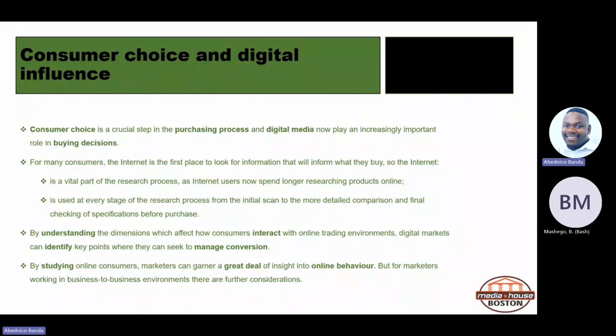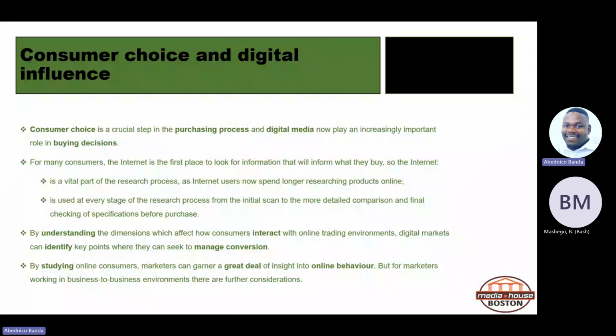Then the internet can also be used at every stage of that research process, from initial scan to specifications before you buy something. So you can tell, oh, there's a Samsung 37 inch, oh, there's this inch. The internet makes things easier, and brands must be aware of that.